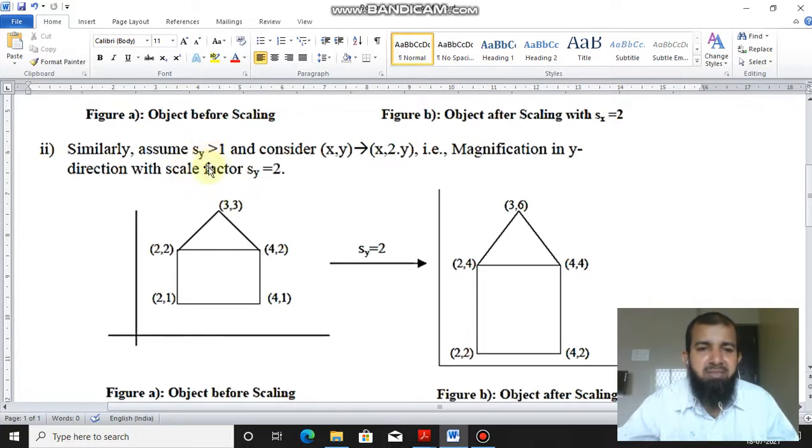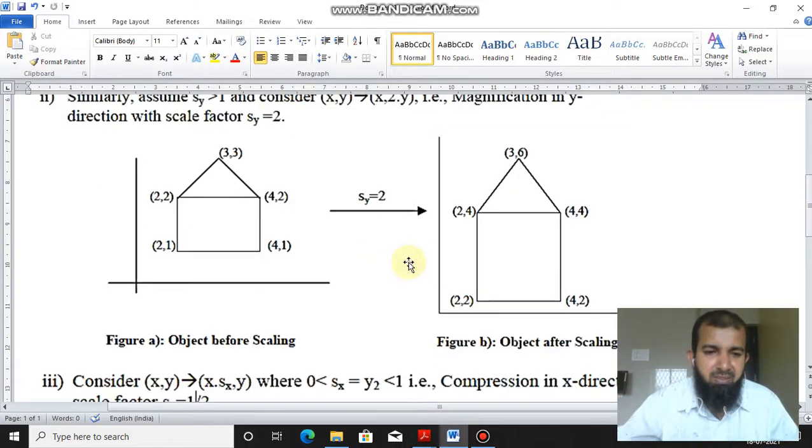Similarly, assume sy is more than 1. Consider (x, y) to (x, 2y). Y gets doubled, meaning magnification in the y direction with scale factor sy equal to 2. The height increases, doubles. So here, this is the x value, y value, x value, y value. All y values get doubled. 1 becomes 2, 2 becomes 4, 3 becomes 6, 2 becomes 4, and 1 becomes 2. All y values get doubled. So sy is equal to 2. Object before scaling, object after scaling, sy is equal to 2.